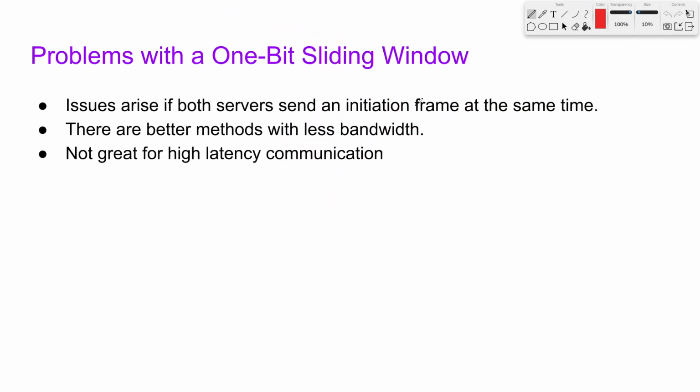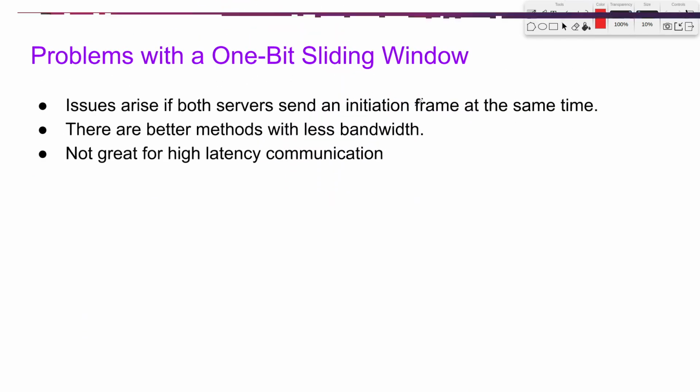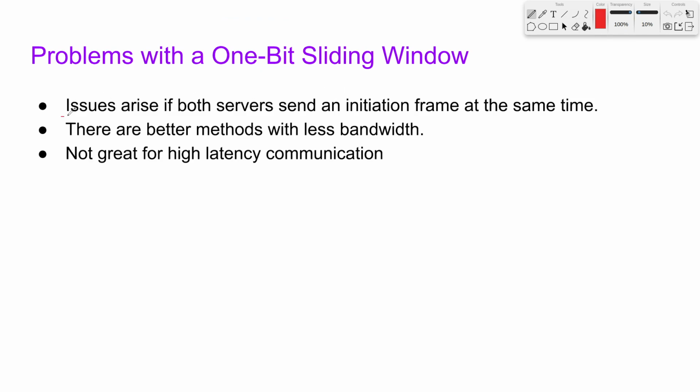However, before you start using the 1-bit sliding window, there are a few problems I'd like to go over. First off, issues arise if both servers send an initiation frame at the same time. We'll also go about this later. Also, there are better methods that require less bandwidth than using the 1-bit sliding window. And another problem is that it's not too great for high latency communication, such as like satellites or long distance wires. It's not the best for it, and there are better methods out there.